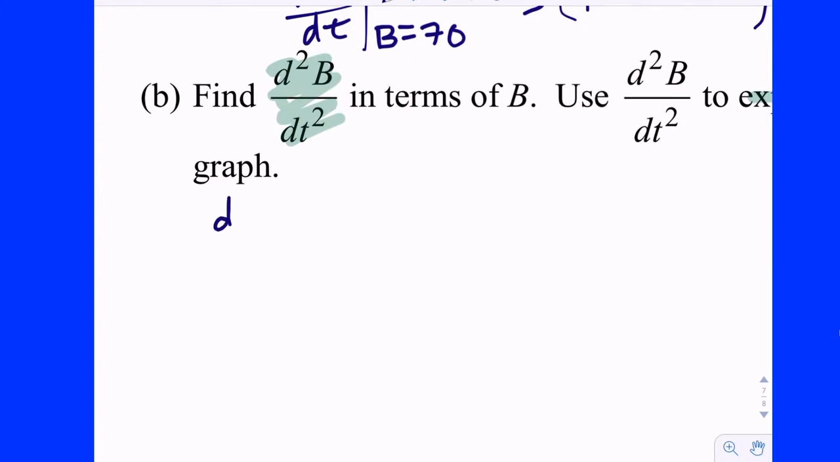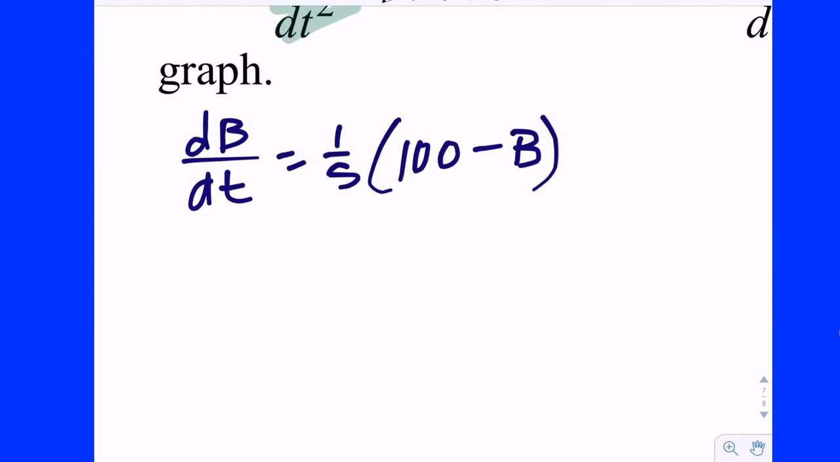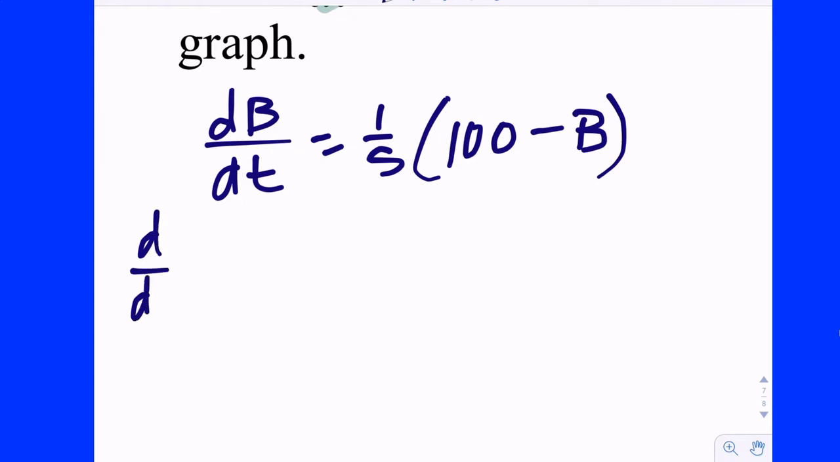So let's come down here, and I'm just going to rewrite it. dB/dt equals 1/5 times (100 minus b). Now I'm taking the derivative, so make sure that you use the proper notation. You can do that: d/dt colon. It's always good to signal your intentions, as my driver's ed teacher used to say.